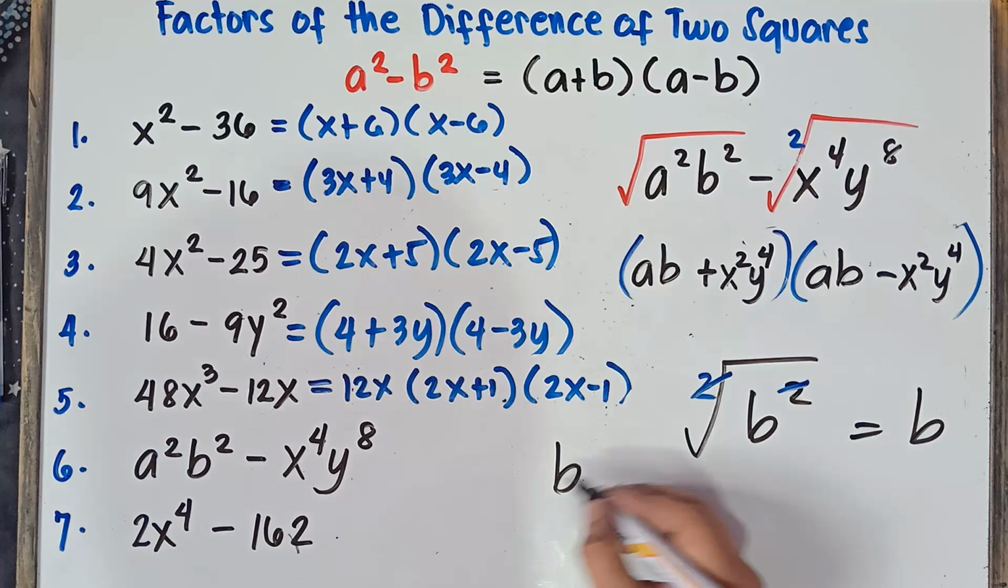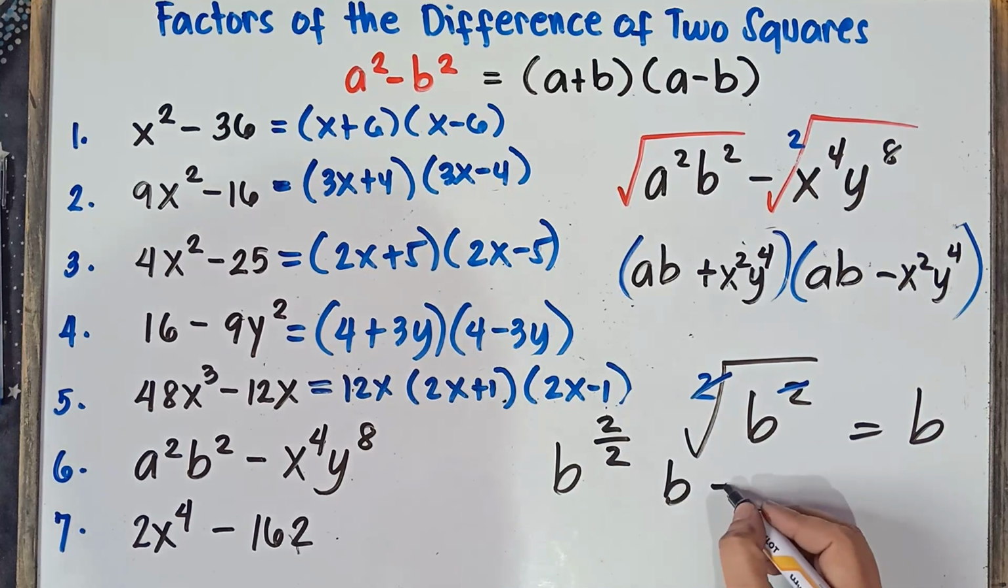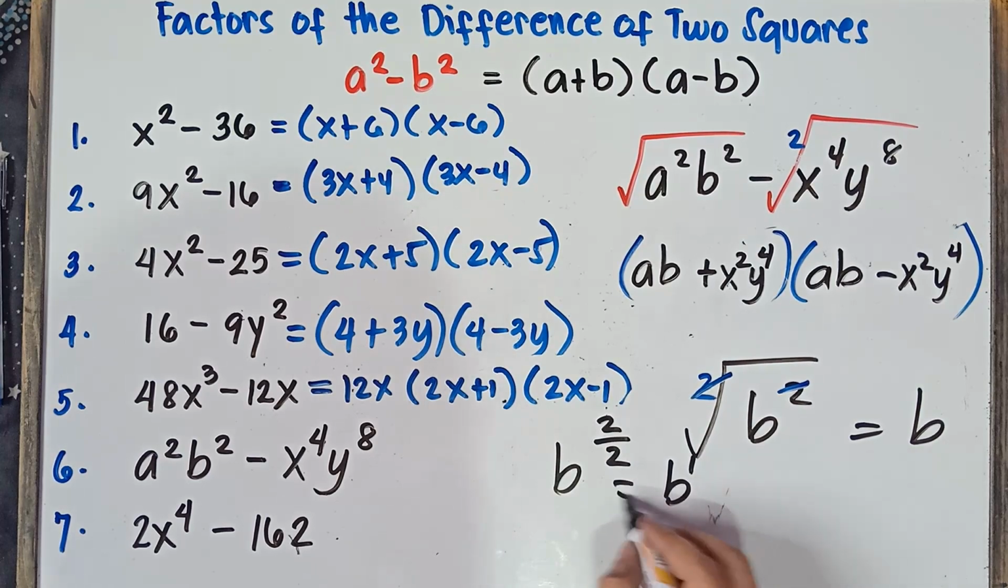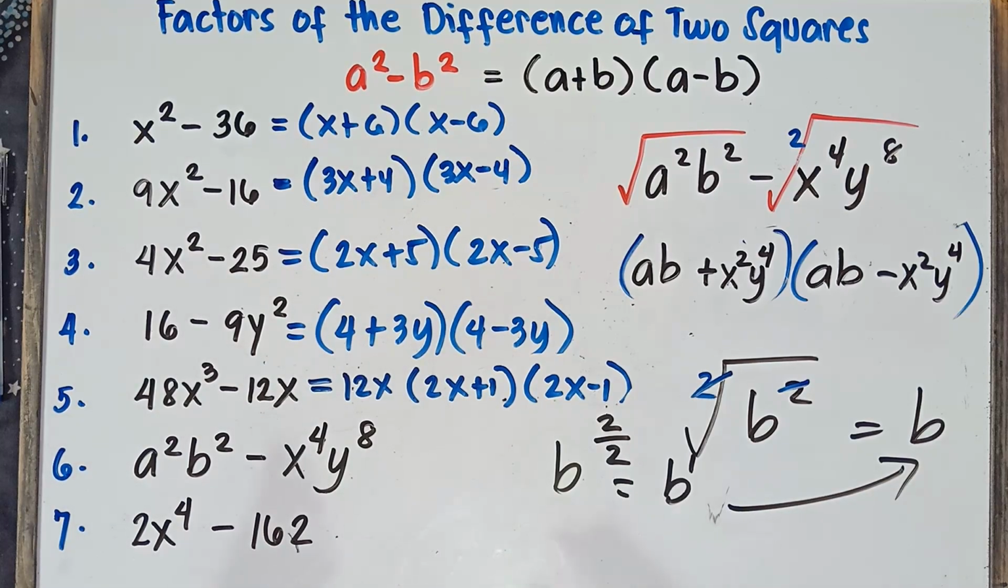We can write this one as b raised to the power of 2 over 2. 2 divided by 2 would be equal to b raised to the power of 1. That's the same as b. Just don't make things complicated, class.